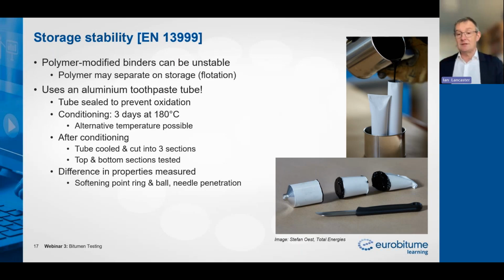We then take it out, and as you can see in the bottom picture, we allow it to cool, and then we section it. We cut it into 3 sections: the top, the middle, and the bottom. We discard the central section. That's not important. Then we test the properties of the top and bottom sections, and we can do that in any number of ways. We can test for softening point and see if there's a difference. We can test penetration. We can test viscosity. We can use sophisticated techniques. Specifications tend to draw a limit on the difference between softening point top and bottom, and needle penetration top and bottom.